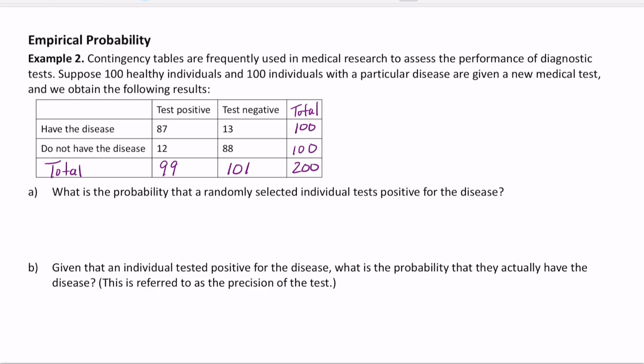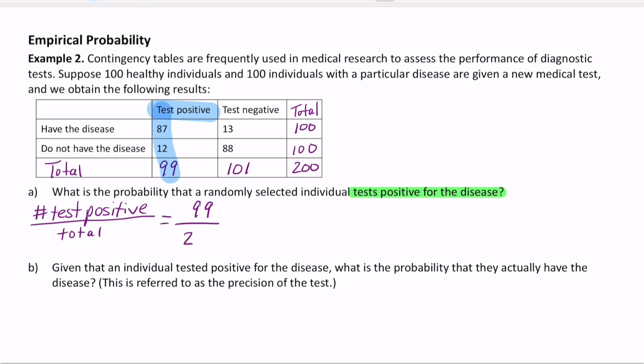Now we can go with probability. Once again, the probability is the same as the percentage. As long as our sample is representative of our population, we're just finding percentages, which essentially is the probability. It says, what is the probability that a randomly selected individual tests positive for the disease? Well, we need to know the number that tested positive, and we'll divide that by the total. In this case, we have that 99 people tested positive, and there are a total of 200 individuals in this study. 99 divided by 200 gives us about 49.5%.